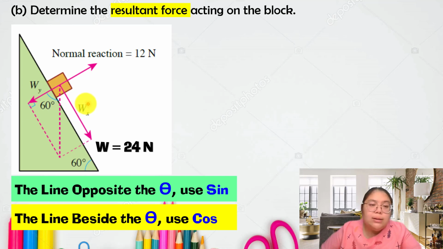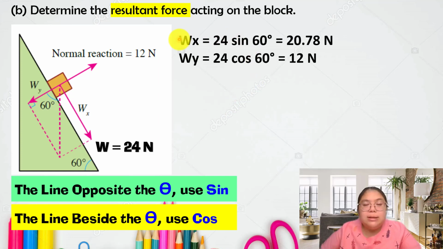Okay, when I bring the Wx downwards, you find that Wx is opposite the angle. So we're using sine 60. Okay, then this one is W. W goes downwards with 24 Newton.